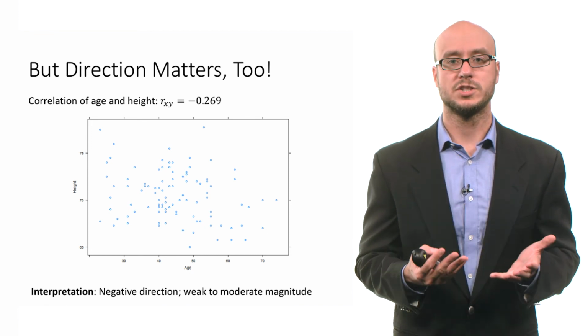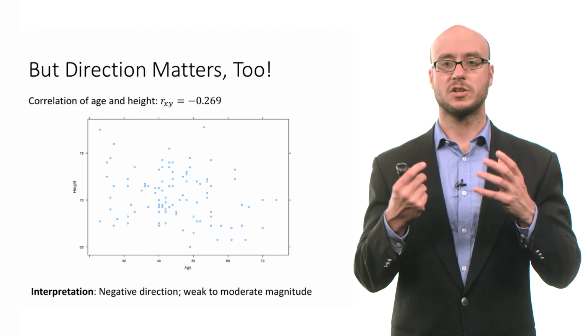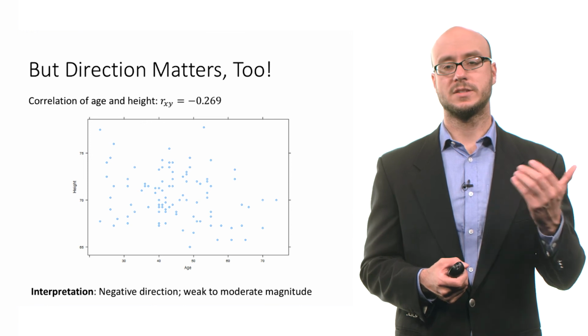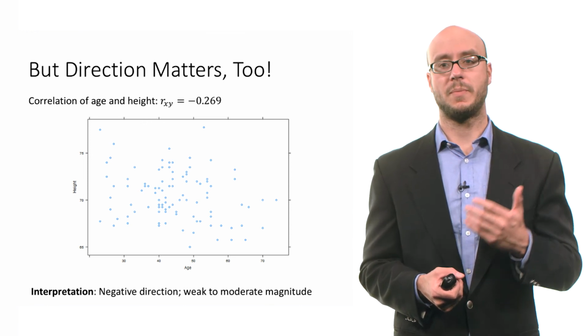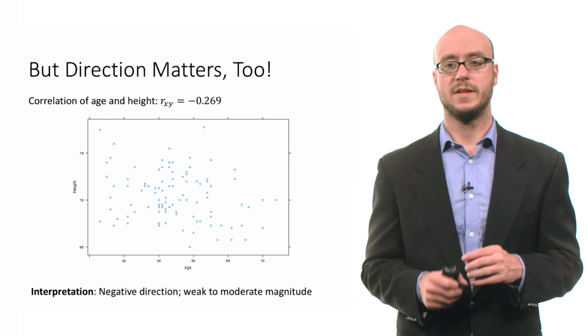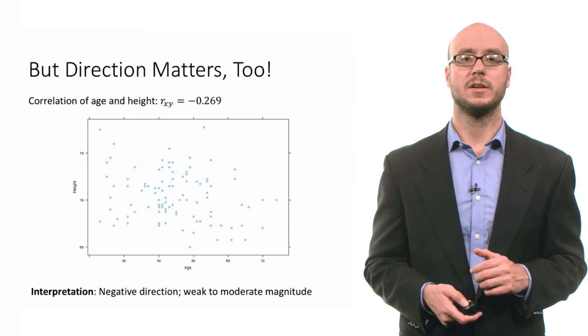So if we look at the correlation of age and height, we get this correlation coefficient of negative 0.27. And you can see that in the scatter plot. The pattern seems to go from the upper left-hand corner to the lower right-hand corner. And this is a weak to moderate magnitude.